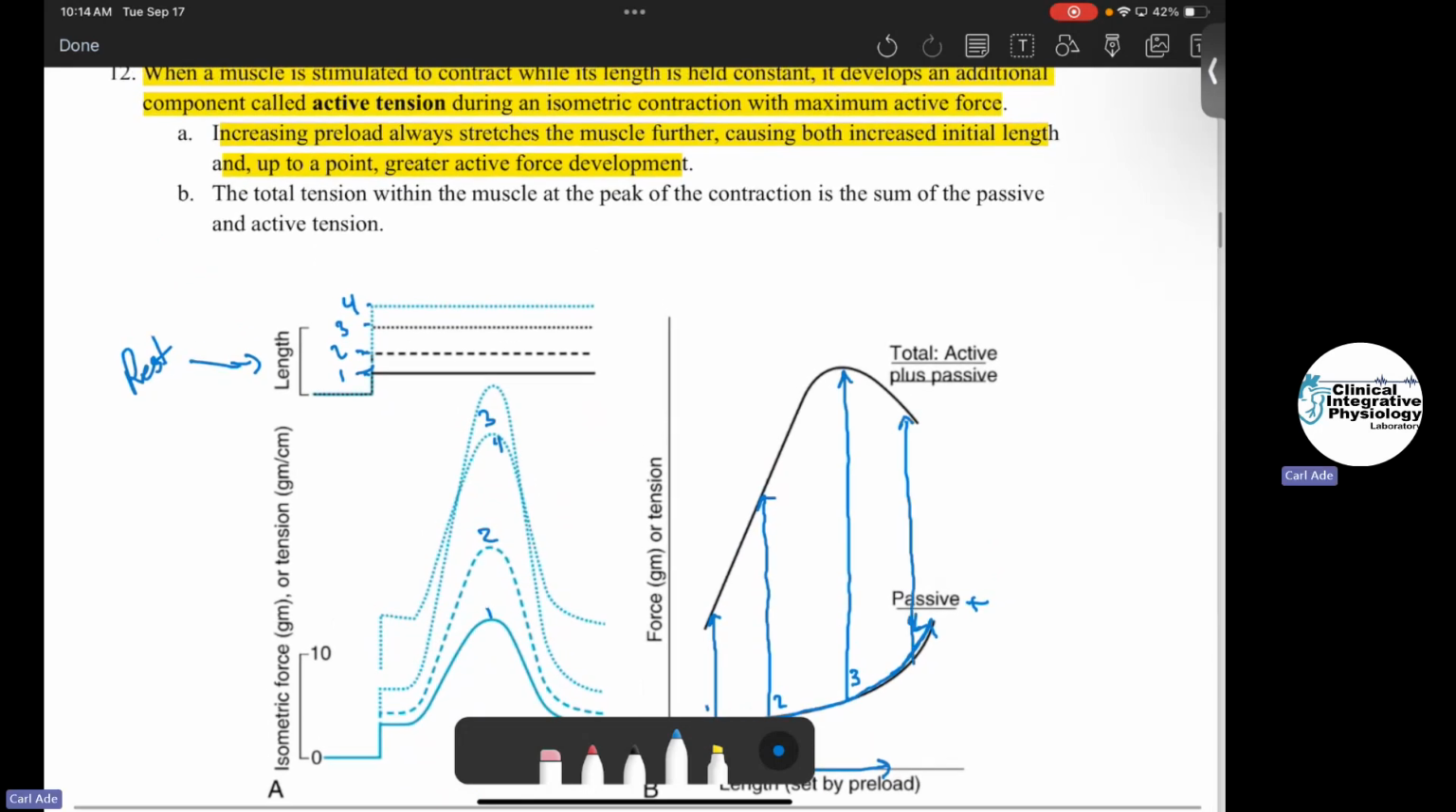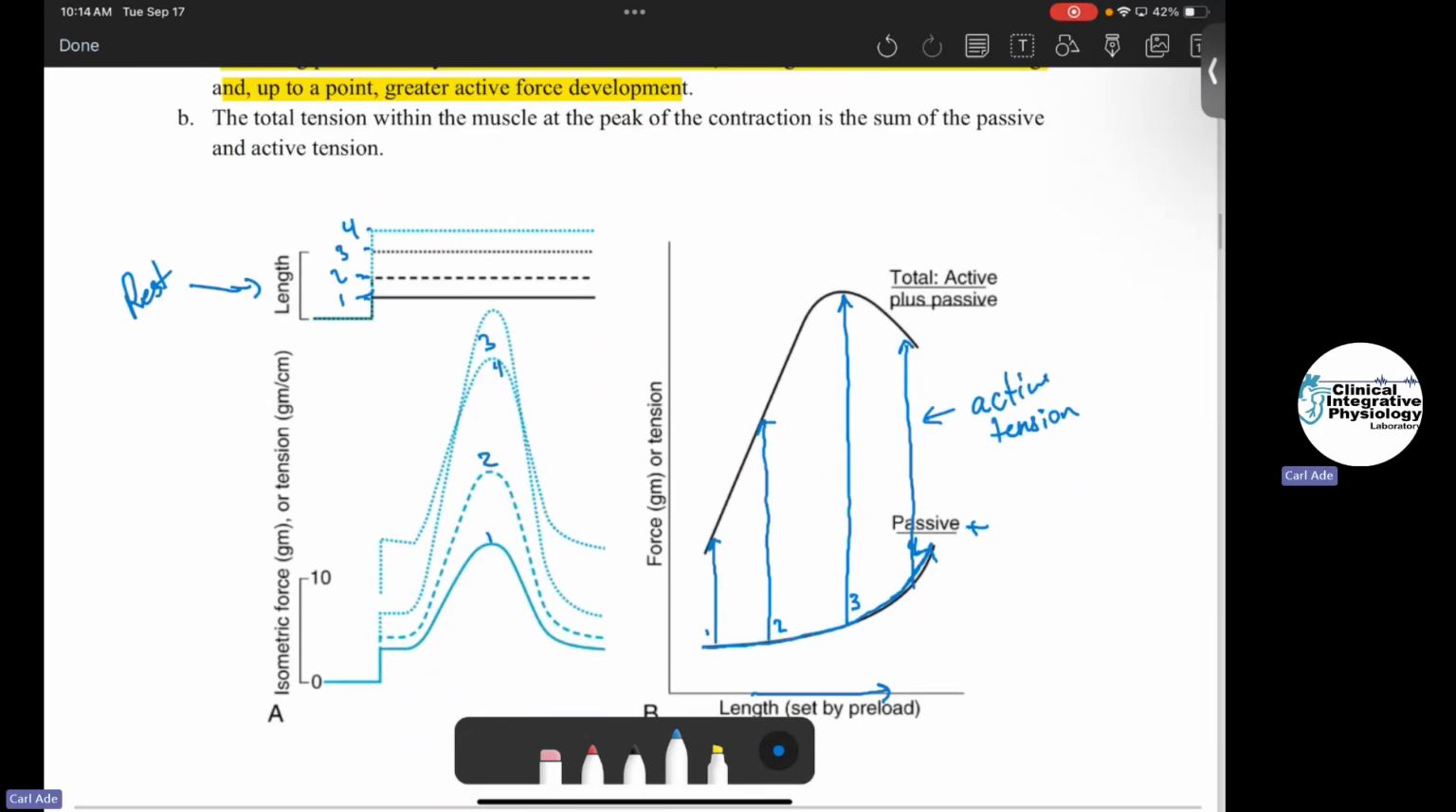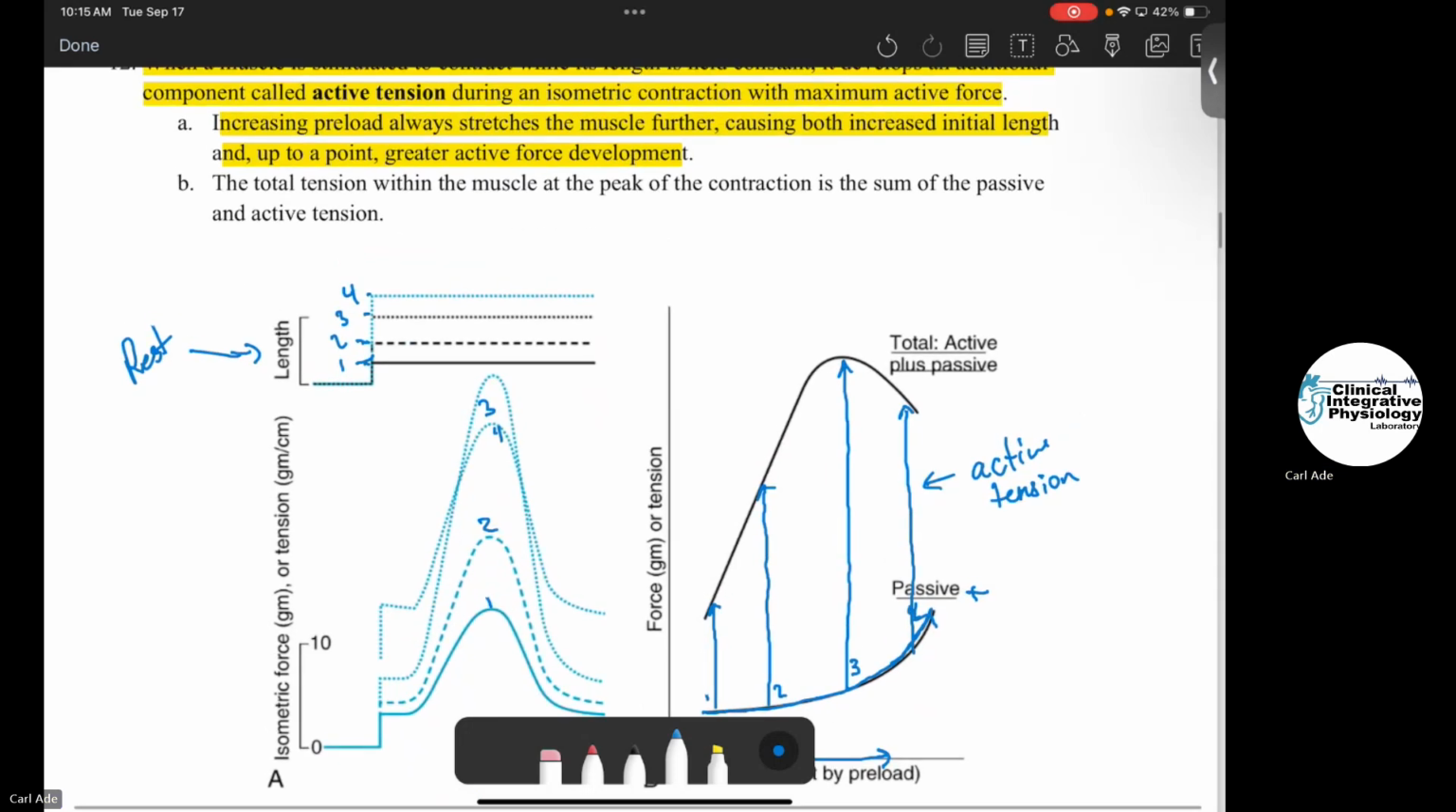So this is the active tension. Right now I'm just taking a section of muscle out of the heart, holding it in my hands here. And the total tension, that's my point B, my top line here, is the sum of both the active and passive tension. Passive being the force produced by me stretching it, and the active is the cross bridge formation when I hit it with an action potential.